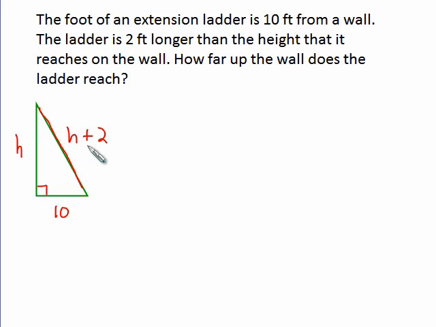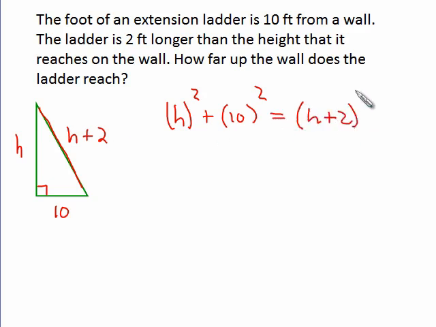Now, since this is a right triangle, then we have the Pythagorean theorem that says a squared plus b squared equals c squared, where c has to be the hypotenuse, which is always across from our right angle. So using these values instead, then I have h squared plus b, which would be 10 squared, must equal our hypotenuse, which is h plus 2 squared.